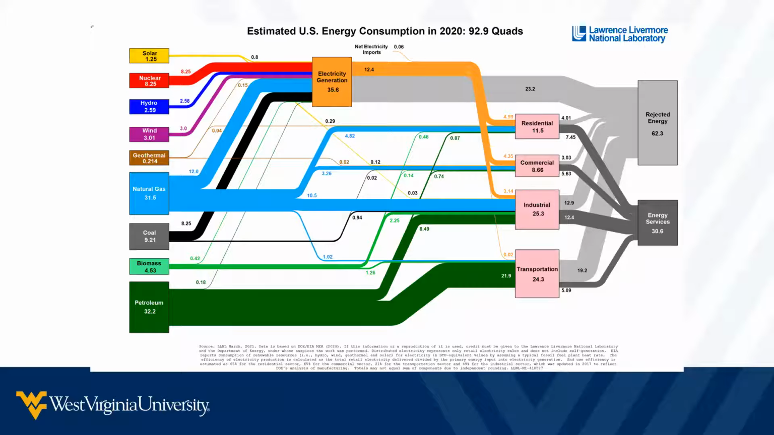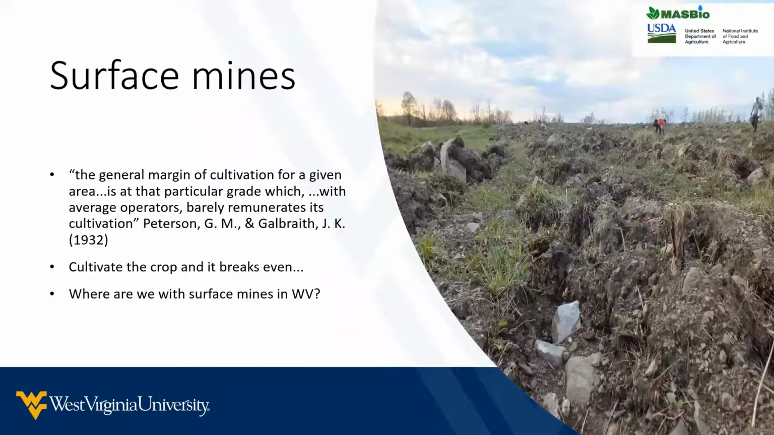All right, great. So let's go ahead and keep moving on, and go back and frame that thought on these marginal lands, right? So back to Peterson, the general margin of cultivation for a given area is that grade which, with average operators, barely remunerates its cultivation. So what about a surface mine site? You can see one here in the photo to the right. This is an active site that we worked on a few years ago that we planted some biomass crops on.